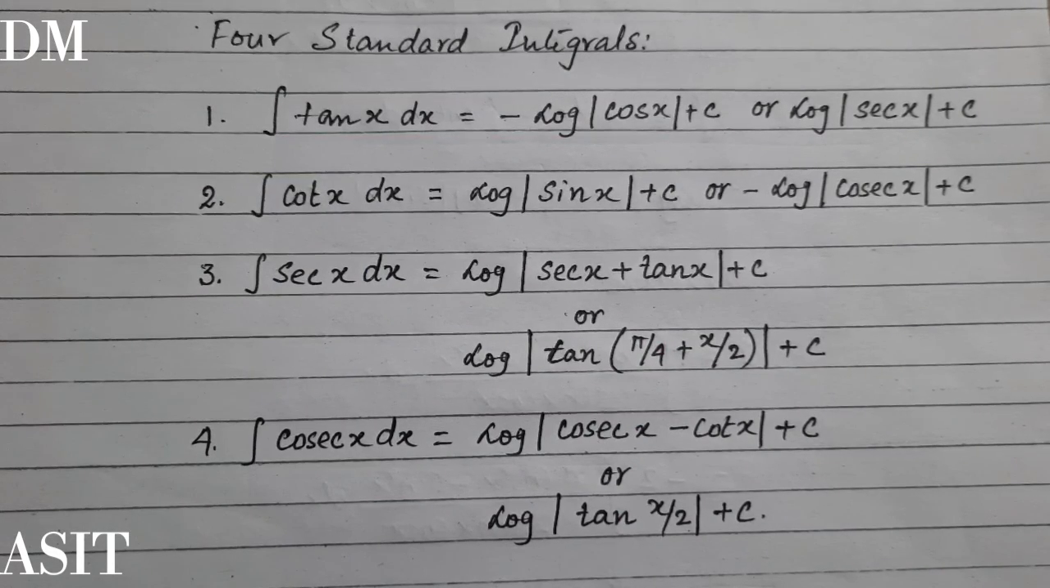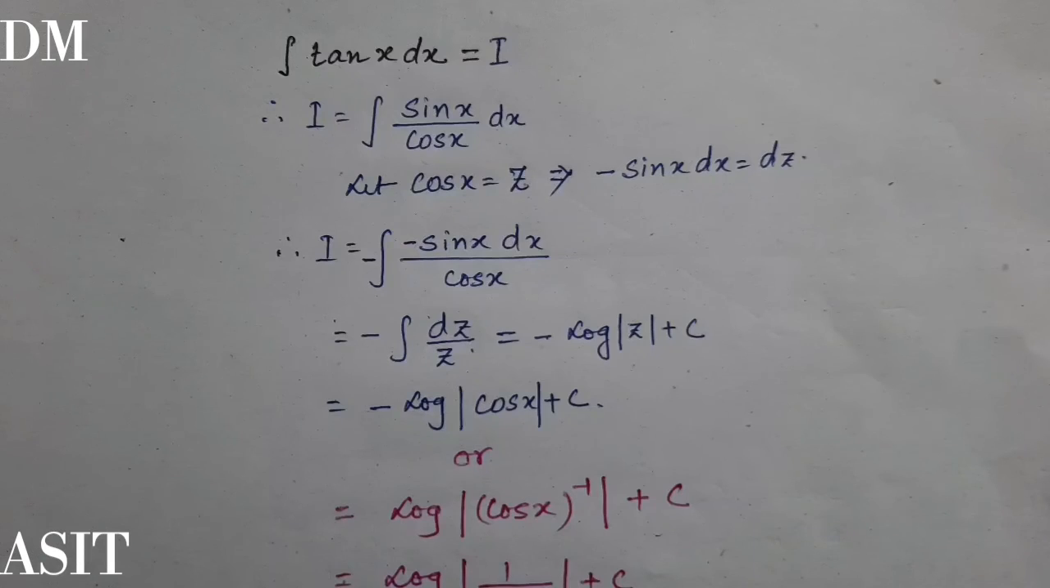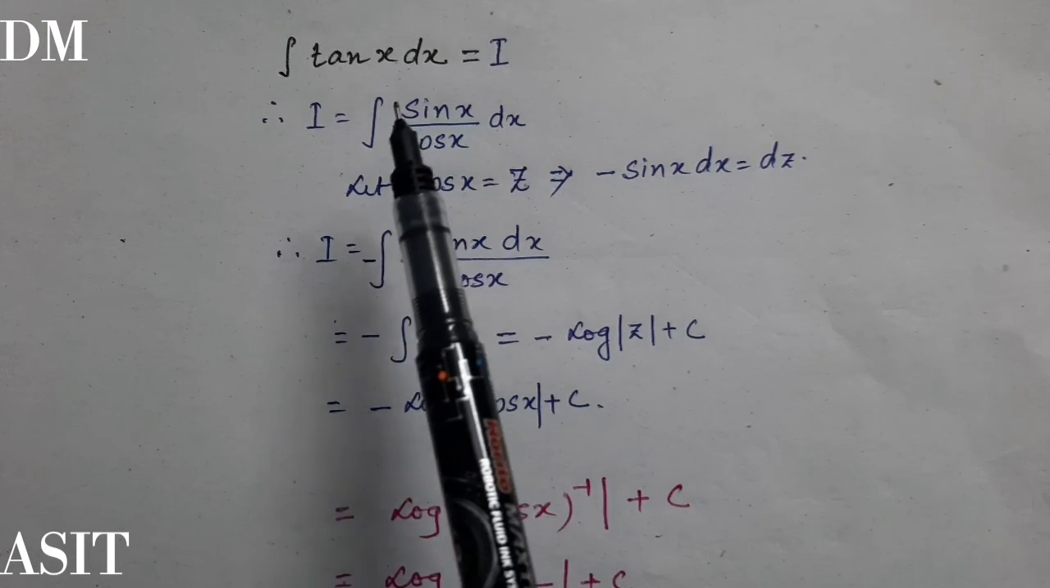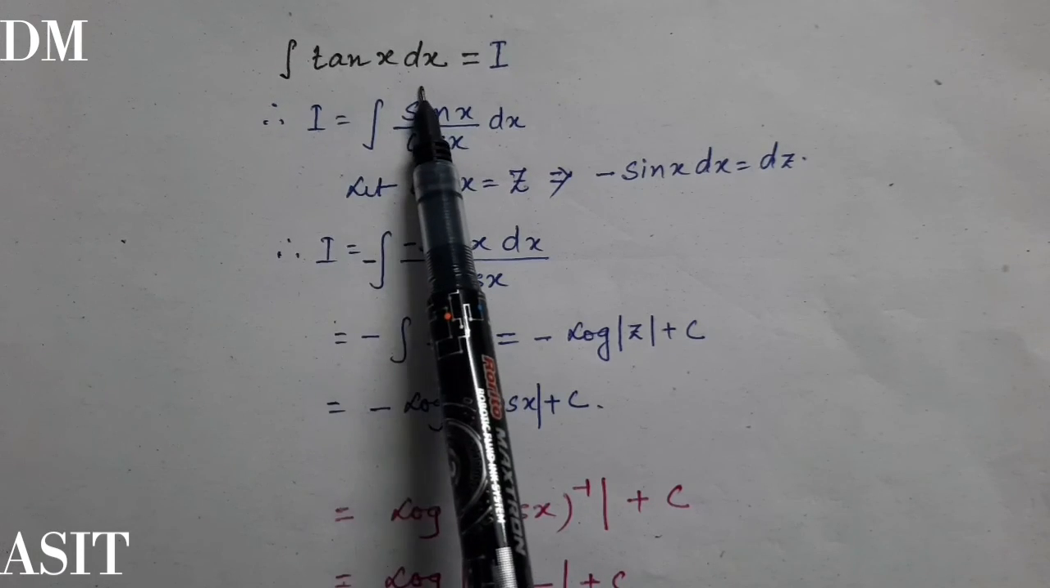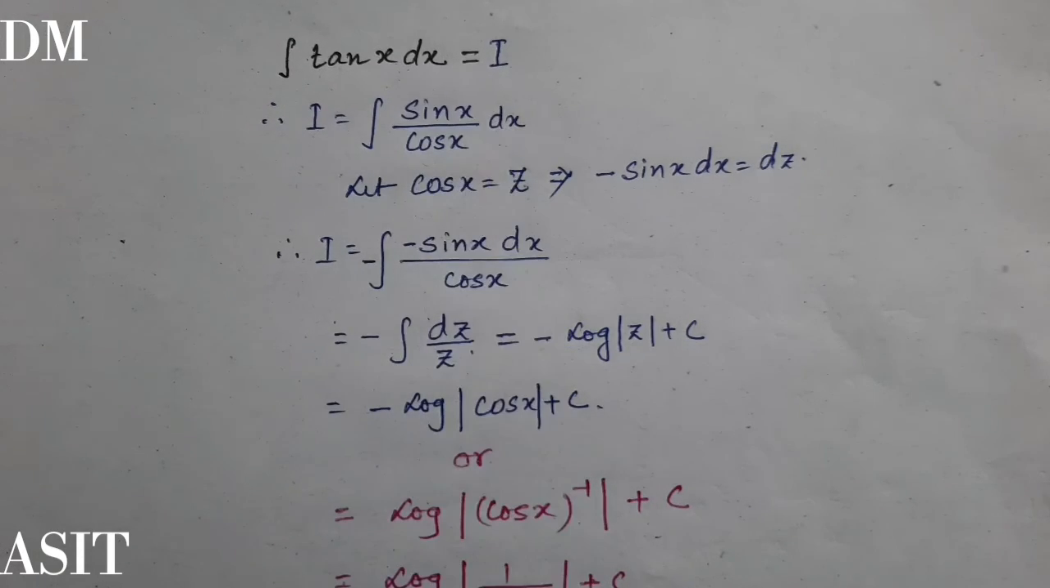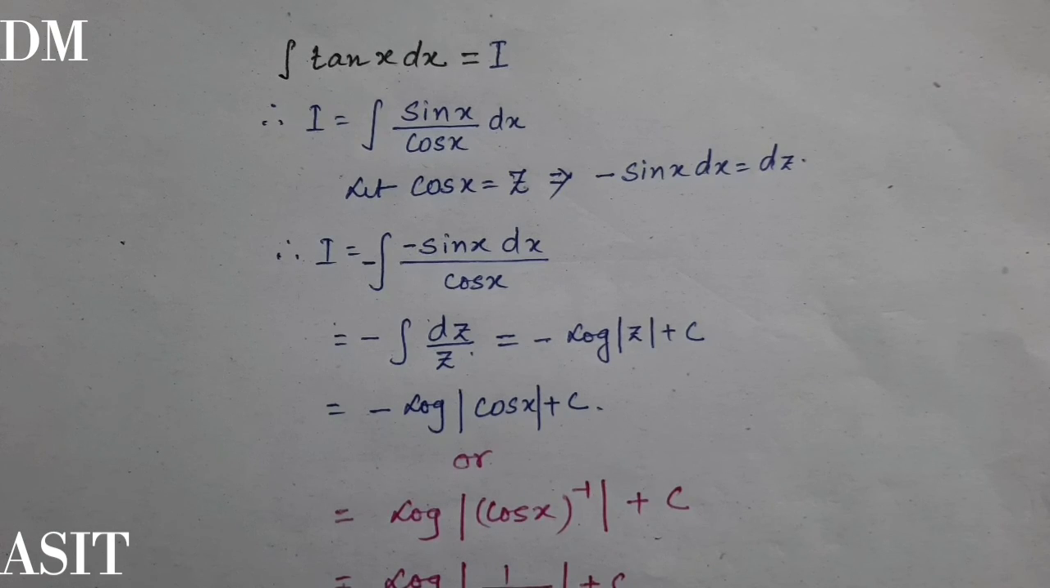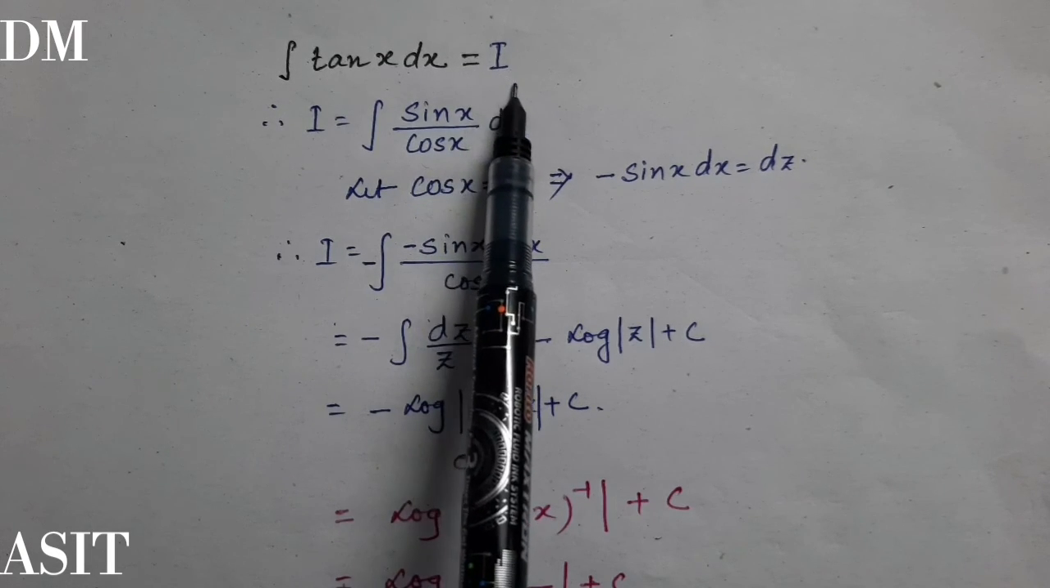Now let's start with the first integral, that is integration of tan x dx equals minus log mod cos x plus c, or log of mod secant x plus c. Now let's see the proof of this integral. Let us consider integration of tan x dx as I.